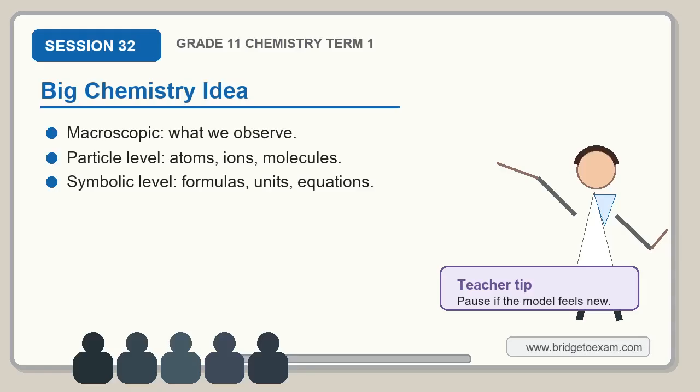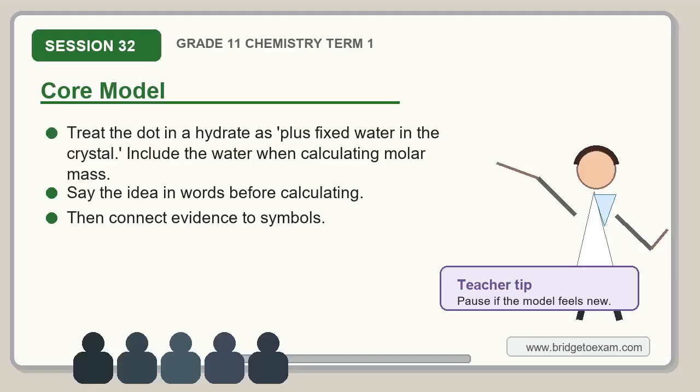What are the particles doing? And what symbol or calculation represents it? The core model is this. Treat the dot in a hydrate as plus fixed water in the crystal. Include the water when calculating molar mass. Do not rush to an answer. Build the model first, then let the model guide the calculation or explanation.